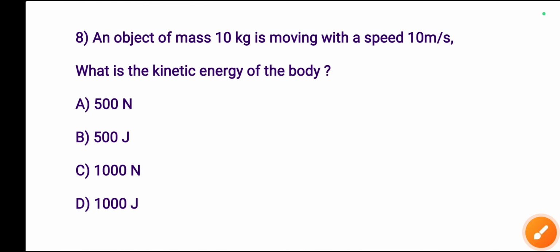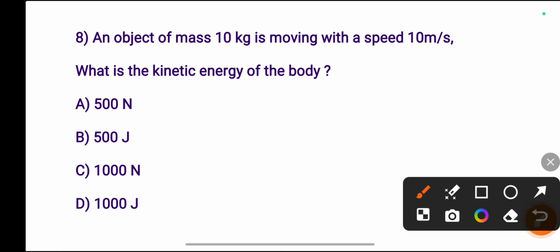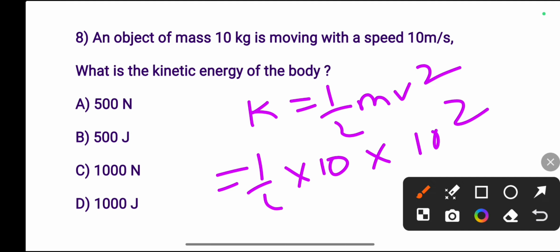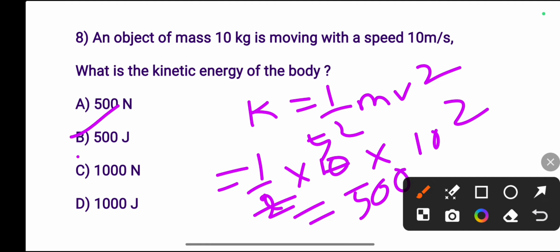Next, an object of mass 10 kg is moving with a speed of 10 meter per second. What is the kinetic energy of the body? The formula here, kinetic energy equals half mv square. M is the mass, v is the velocity. Now put here half, mass 10, velocity 10 square. So 500 joule is the right answer.